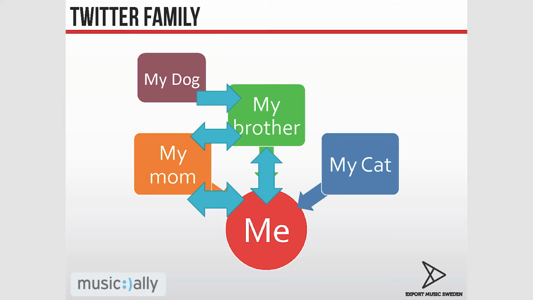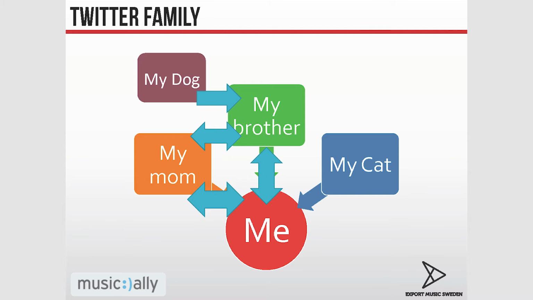Who on Twitter sees this? My followers, right? Correct. Here's my Twitter family for the next 10 minutes. This is me, my brother, my mom. I told you she's kind of on Twitter. So us three, we follow each other. Then my cat follows me, and my dog follows my brother.